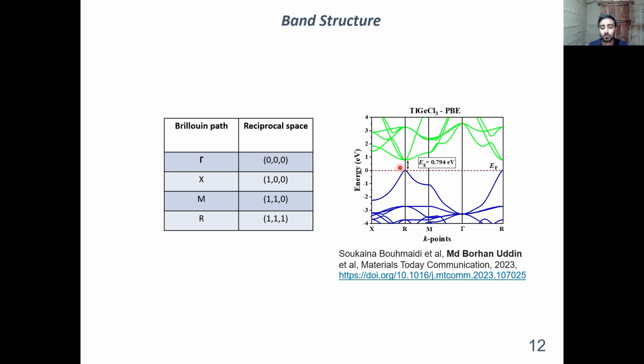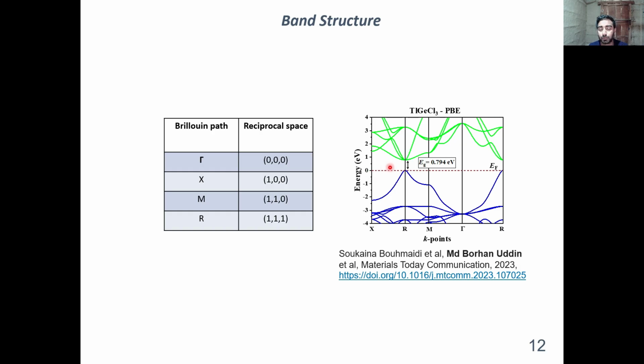Okay, so this is our band, and this is a direct band gap, R to R. If we take R to M or R to X, this is an indirect band gap. So this is our direct band gap material, and a very narrow band gap, I must say. The k-points here tell us that this is in reciprocal space. As you can see, X, R, M, gamma, R. This is reciprocal space. Okay.